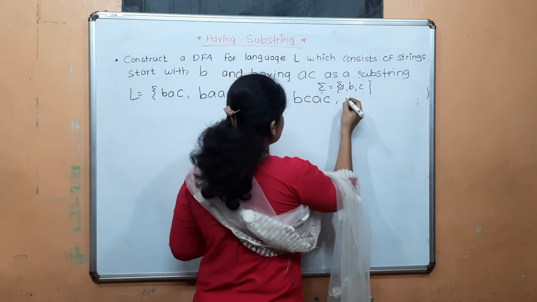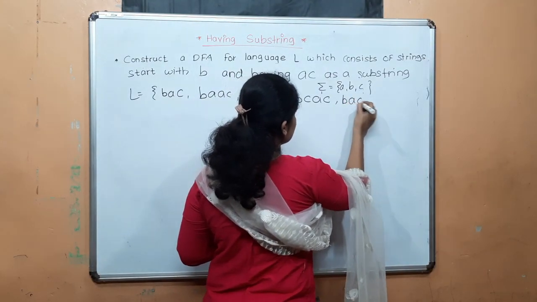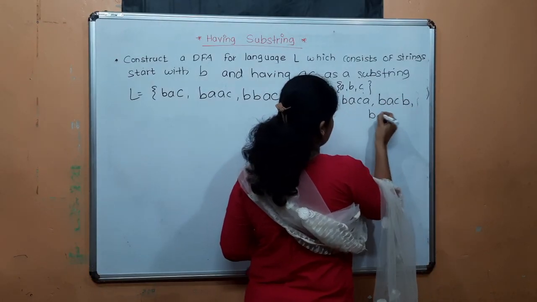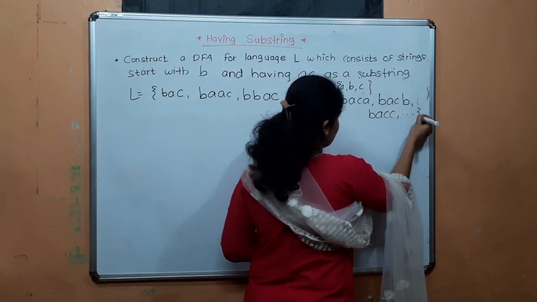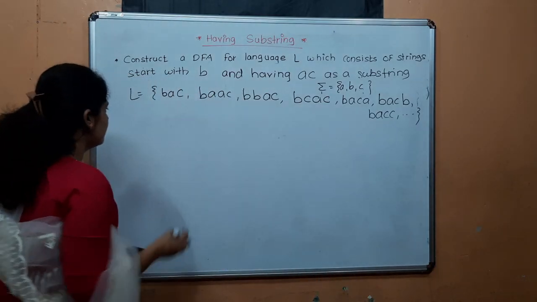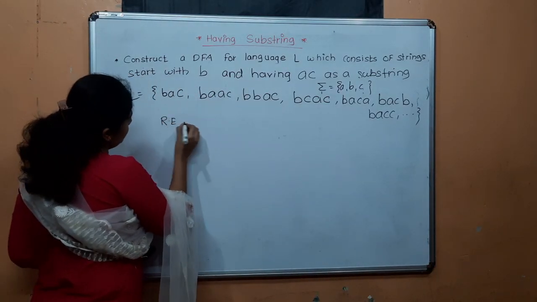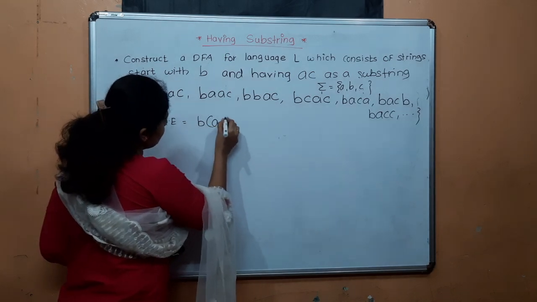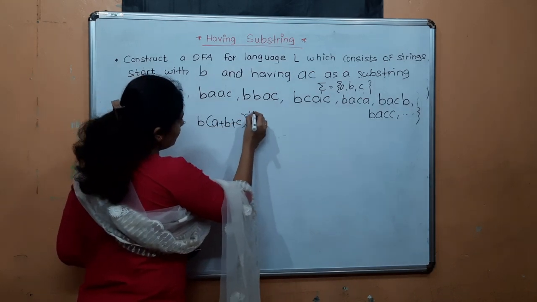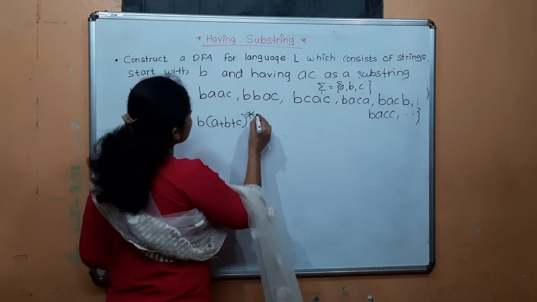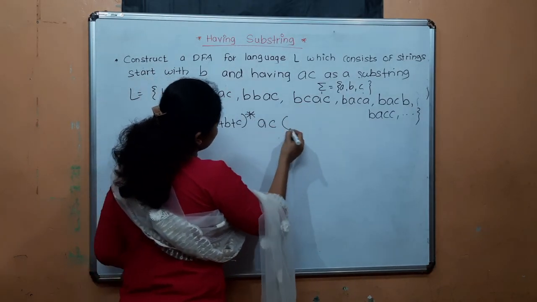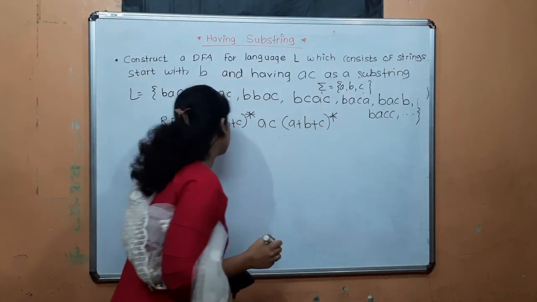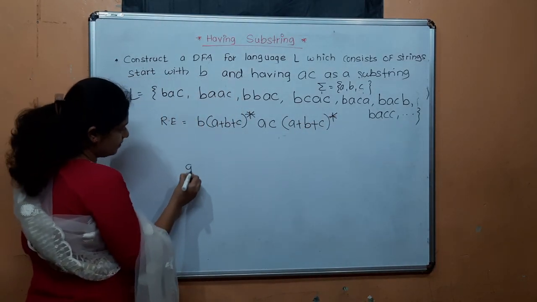Okay, then it can end with B, A, C, either A or B or C, and so on. Okay, the regular expression is: starts with B, then any number of A's, B's or C's in between, then AC, and after that it can end with either A or B or C. Okay, now see here.